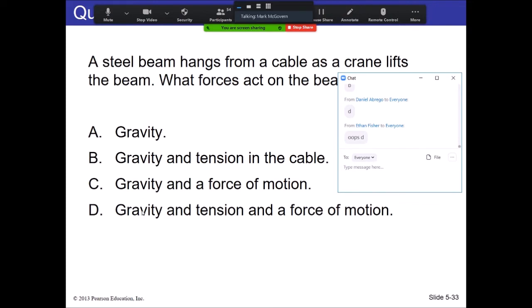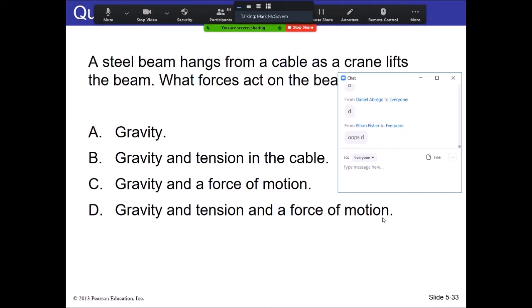Okay. Is there gravity? Well, there better be because that's all the options we got here. Tension in the cable, you bet. The cable is in contact with the beam. There is absolutely tension. It points upward. So I like B a lot. D, however, says gravity, tension, and the force of motion. Here's a problem with that statement. Remember, forces need agents. Gravity, what's the agent? Earth. Tension, what's the agent? Cable. Force of motion, what's the agent?